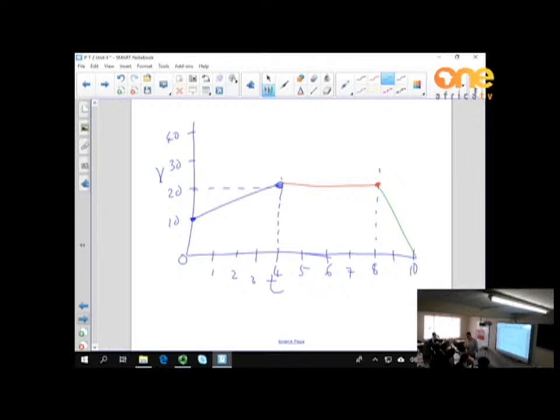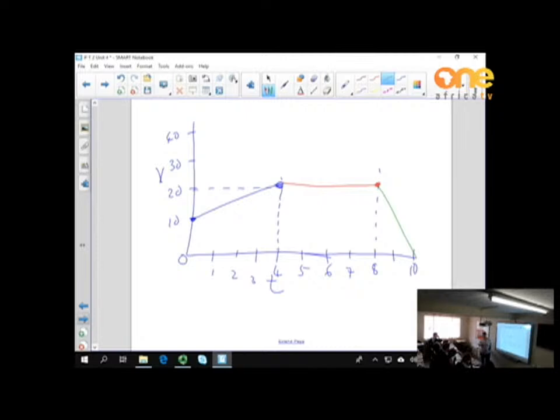Yeah, but it's going down. No, because it's constant deceleration. Only when the deceleration changes is it a curve.